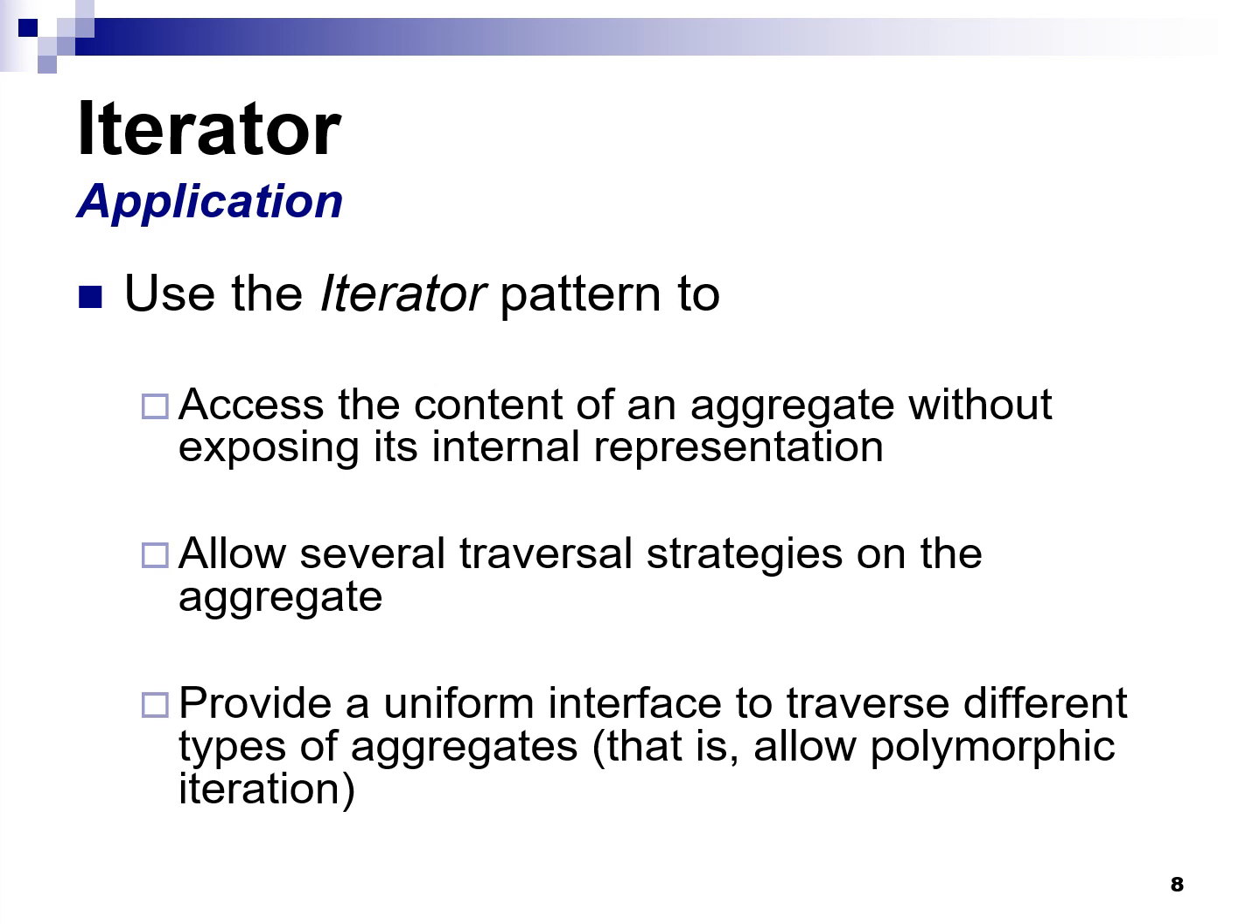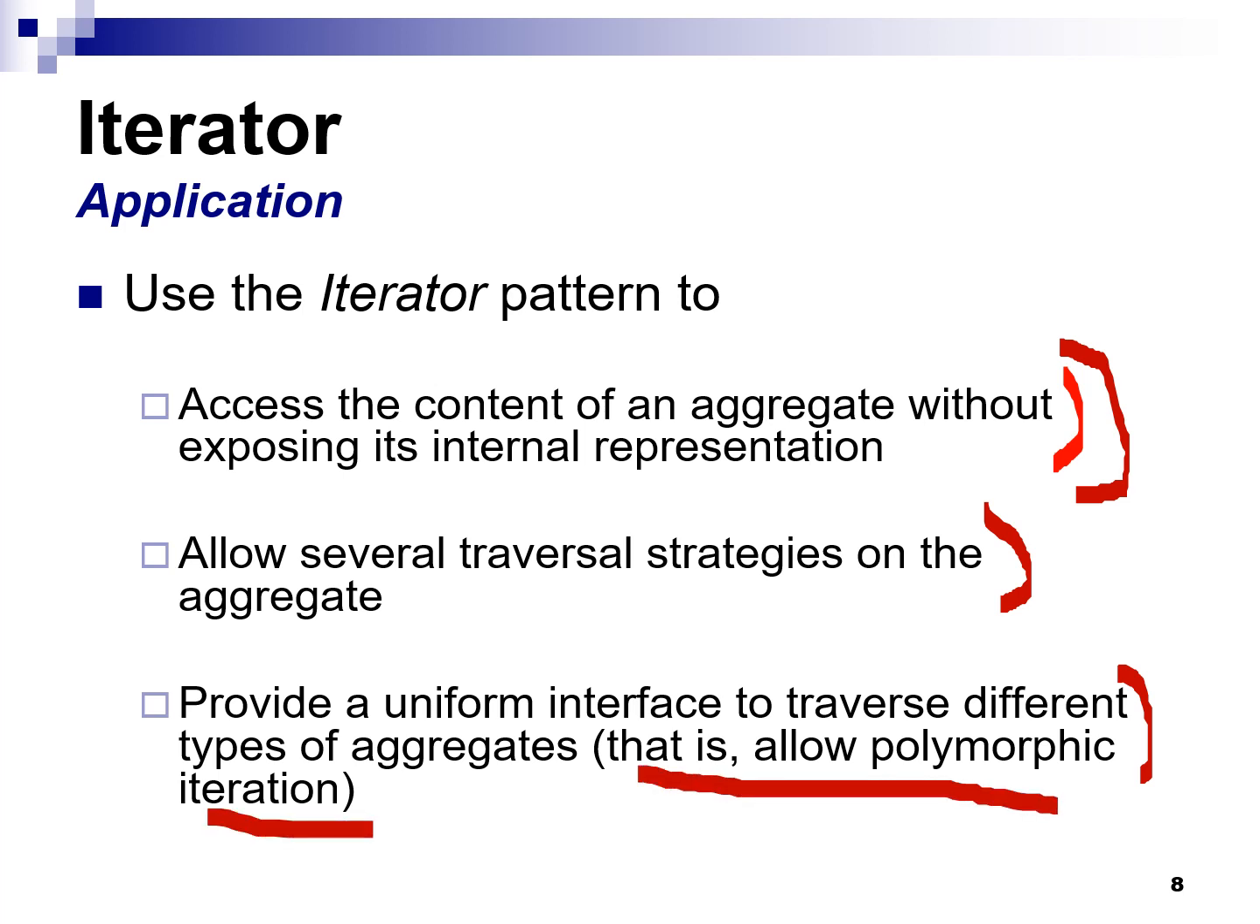When shall we use the iterator pattern? Well, when we need to access the content of an aggregate collection, for example, without exposing its internal representation. In the previous example, we had two types of lists, a skip list and a list which can be based on arrays or a linked list, and we do not want to expose how it is really implemented. Also, if we want to have several traversal strategies on the aggregate, for example, forward or backwards, or we need to define a uniform interface to traverse different types of aggregates, for example, skip list, linked list, array list, or whatever, that is to allow polymorphic iteration.